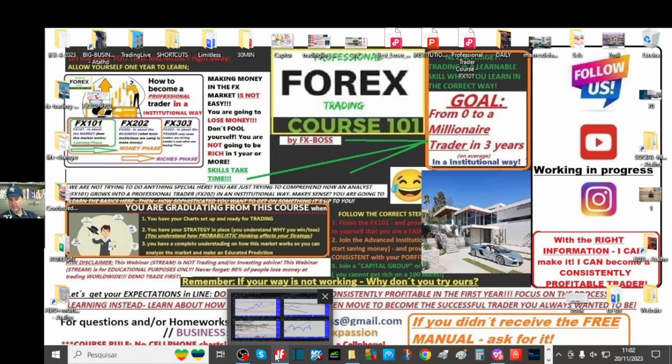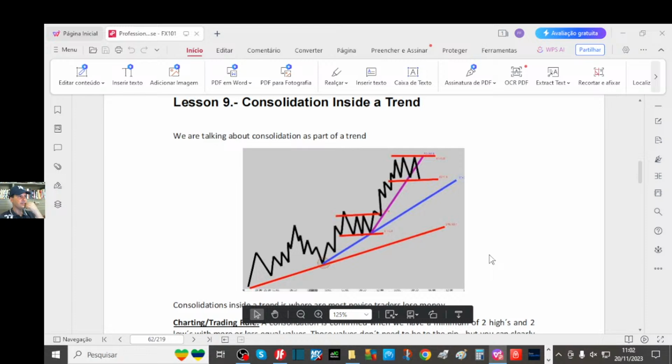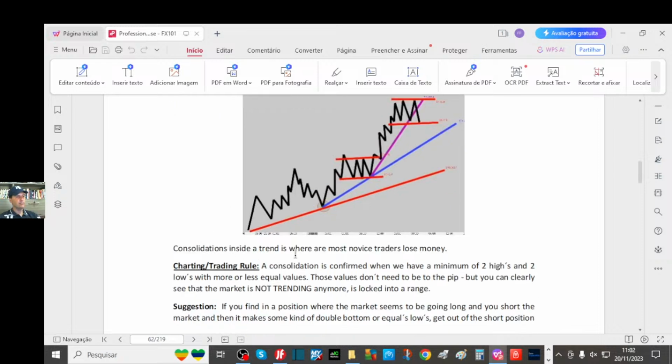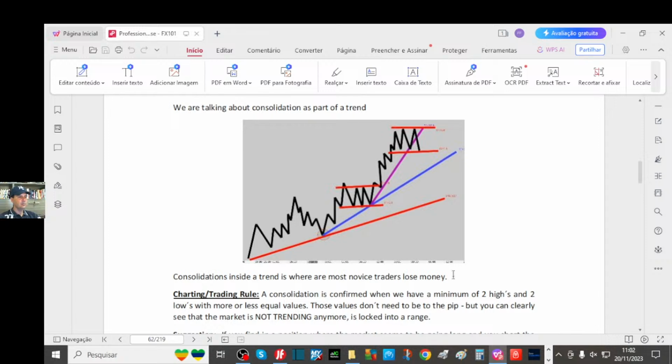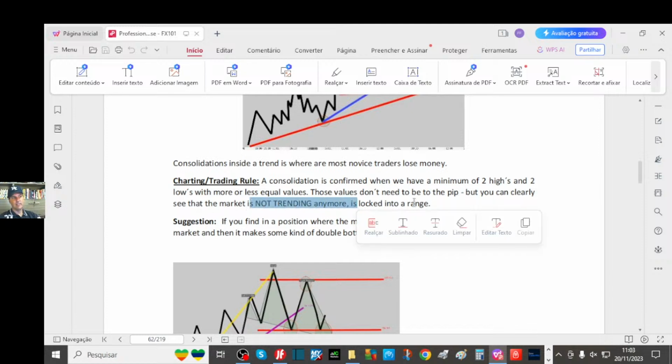Today it's market structure and trends, consolidation inside the trend. We are talking about consolidation as a part of the trend, says the manual. Consolidation inside trends is where the most novice traders lose money. Charting trading rule: a consolidation is confirmed when we have a minimum of 2 highs and 2 lows with more or less equal values. Those values don't need to be to the pip, everybody, but you can clearly see that the market is not trending anymore. It's locked inside the range.